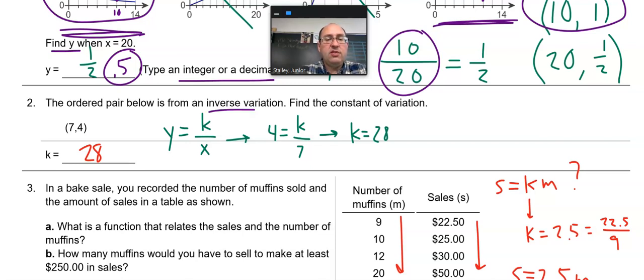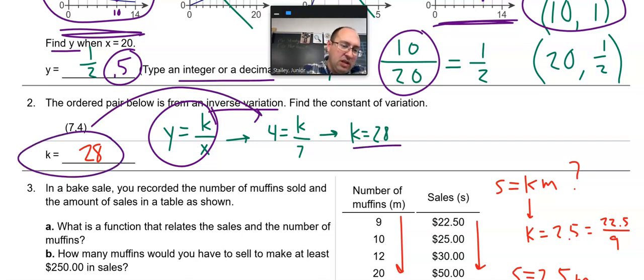So the next part says we've got inverse variation. So that gave me this information. They gave me a coordinate. Obviously, they wanted me to plug it in to find the k value, which is 28. That's all they were interested in. Next question.